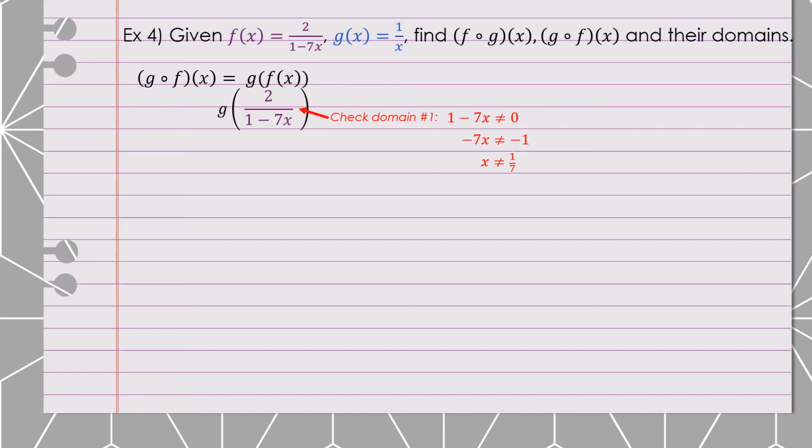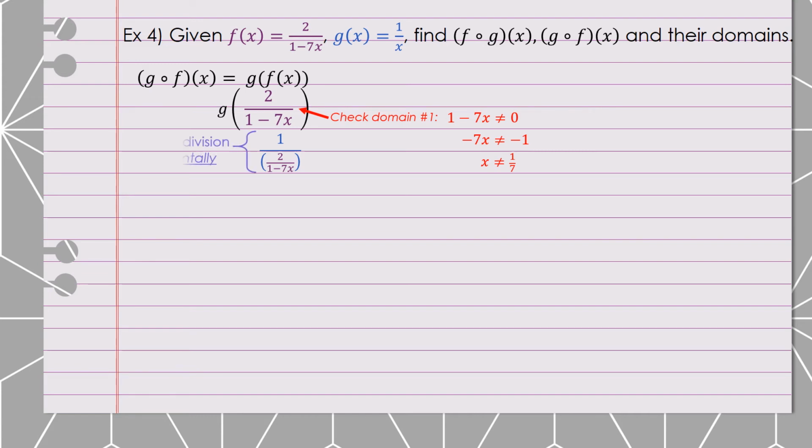Since g is on the outside, that means we write the g function, but every time you see x, you put parentheses. Well, the g function is 1 over x. For us, that's 1 over something. And the value we plug in for that something is the f function, or 2 all over 1 minus 7x. Now look at that. We have a fraction inside a fraction.